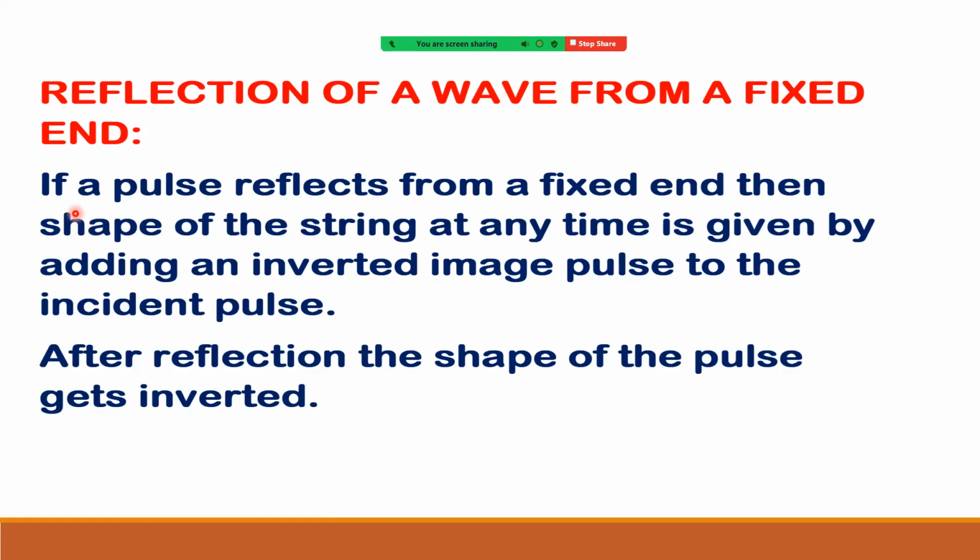You can see if a pulse reflects from a fixed end, then the shape of the string at any time is given by adding an inverted image pulse to the instant pulse. And after reflection, the shape of the pulse gets inverted. So these are the key points regarding reflection of a wave from a fixed end, right? Let us see now reflection from a free end.